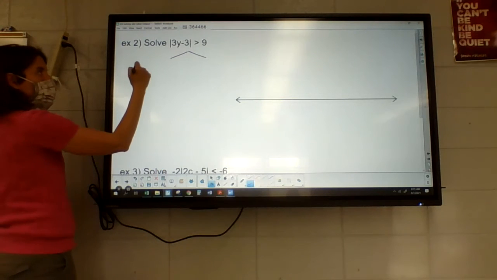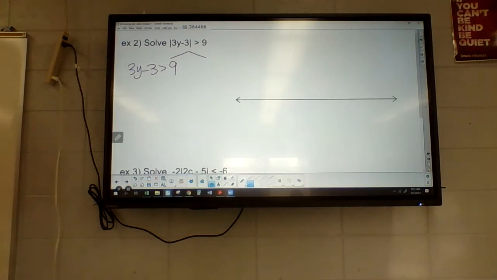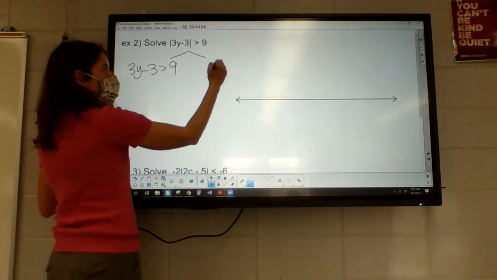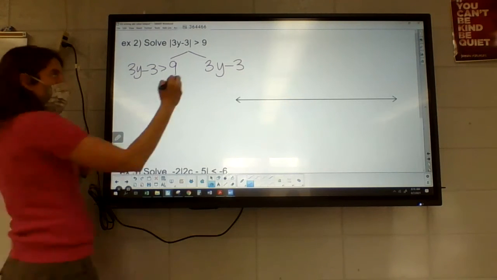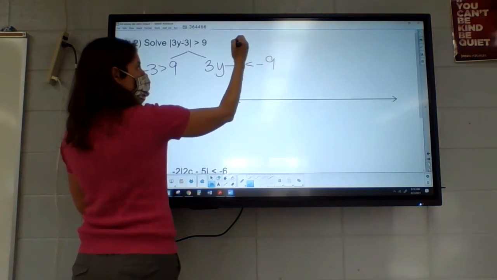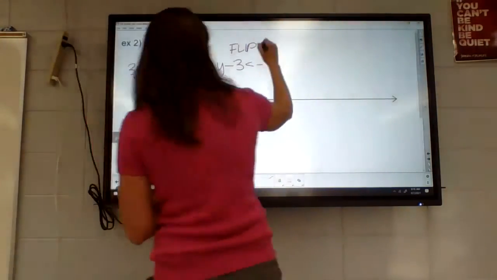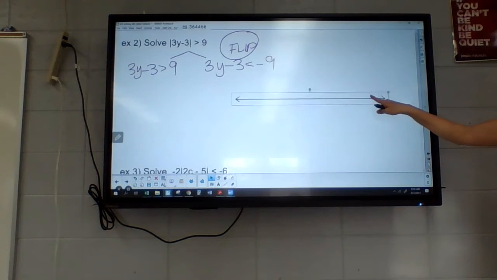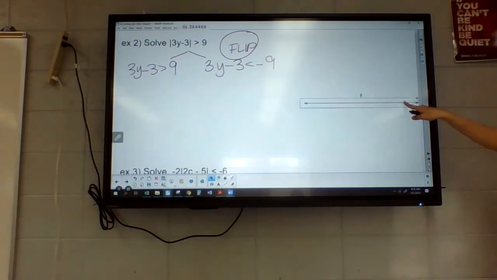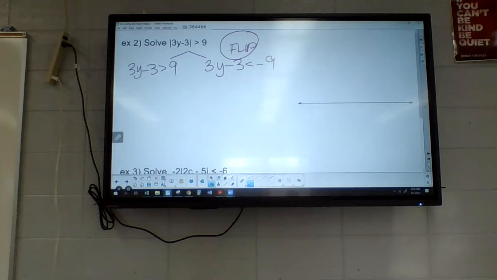So setting up our two equations. The first one's exactly the way you see it. Don't change anything about it. The second one, we don't change the left side, but we're going to flip and change the 9. So we're going to flip the inequality and change it to a negative. So we're flipping that inequality there. Then we're going to solve each of these, and then we have to determine if it's an and or an or inequality when you get done here.